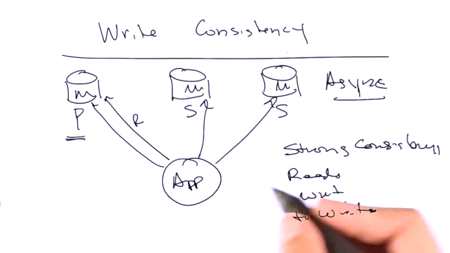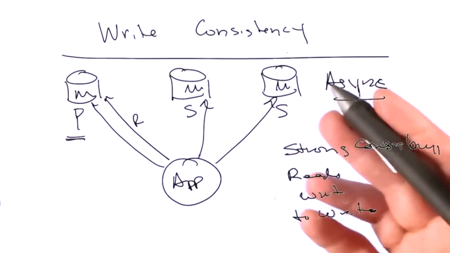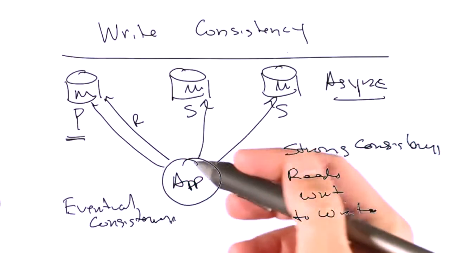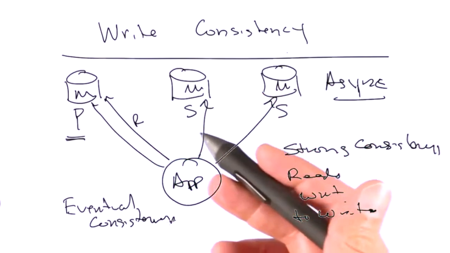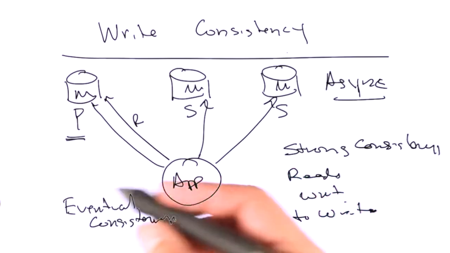And this is in contrast to some other systems that compete with MongoDB that have a weaker form of consistency. Some of them have what's called eventual consistency. And eventual consistency means that eventually you'll be able to read what you wrote, but there's no guarantee that you'll be able to read it in any particular time frame.